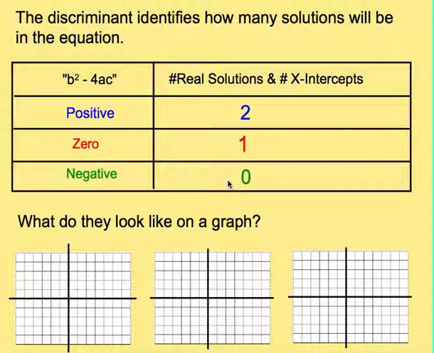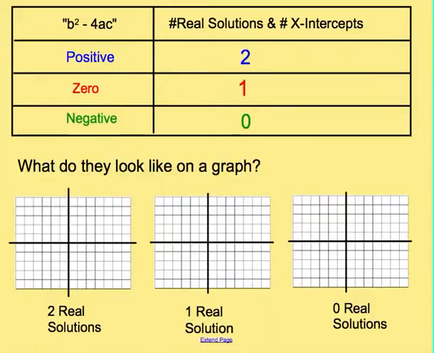Now the number of real solutions also equals your x-intercepts. Remember, when you've got y equals ax squared plus bx plus c, that's a function that you can graph. If you set the y equal to 0, what you're finding are the x-intercepts. So the quadratic formula is another way to find your x-intercepts. So let's take a look at what these look like on a graph.